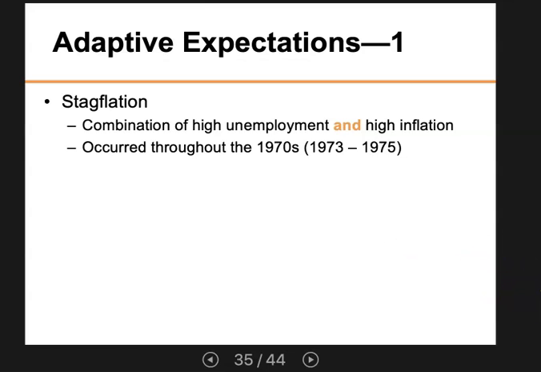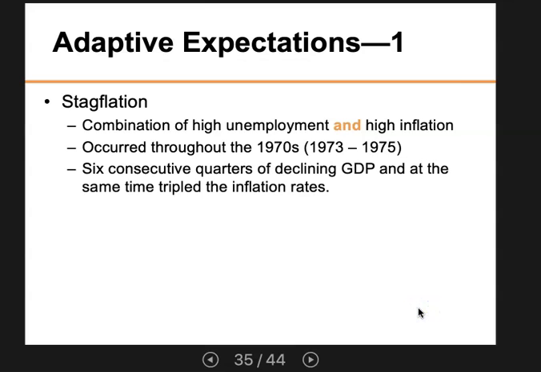So the United States never experienced stagflation until the 1970s, when rising unemployment did not coincide with declining inflation. In particular, between 1973 and 1975, the United States economy posted 6 consecutive quarters of declining GDP, and at the same time tripled its inflation rate. So stagflation already contradicts what the Phillips curve is all about.